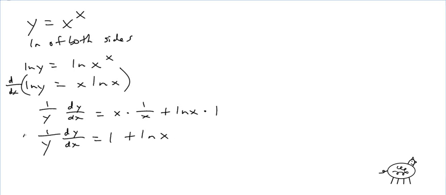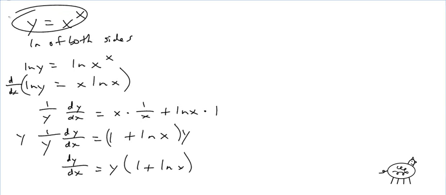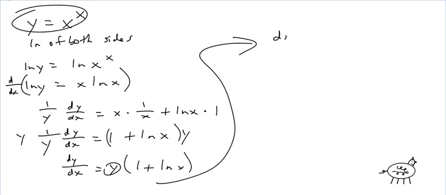Multiply both sides by y. I get dy dx equals y times 1 plus ln of x. And my last step is to substitute that in for y. So let me write over here, I basically get dy dx equals x to the x times 1 plus ln of x. That's it. That's your answer. Okay? So very important that you substitute back again at the end, but it's a little tricky problem because of the x to the x.